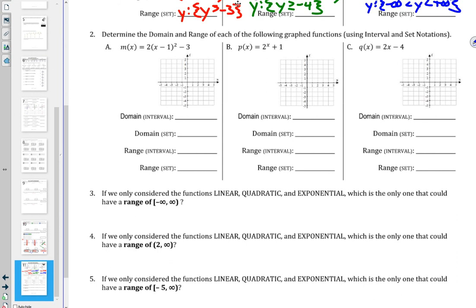So, what word can be used to describe a quadratic? What is the domain of any parabola? Every single parabola, the domain is going to be all real numbers. So negative infinity, comma, positive infinity. I do not need to look at a picture for that. X such that negative infinity is less than x is less than positive infinity. That's set notation.